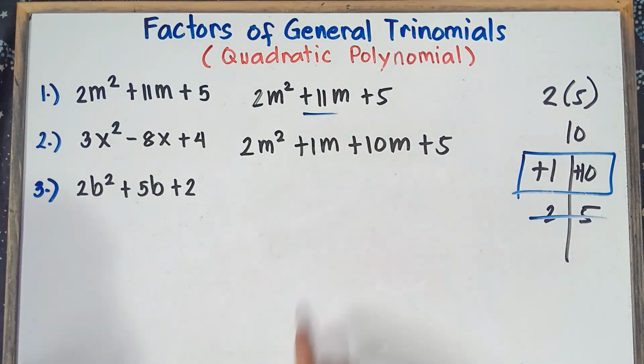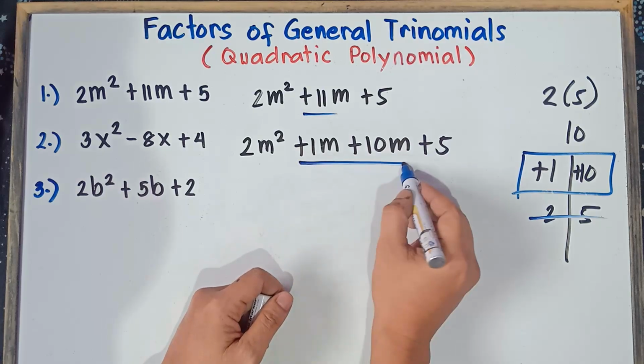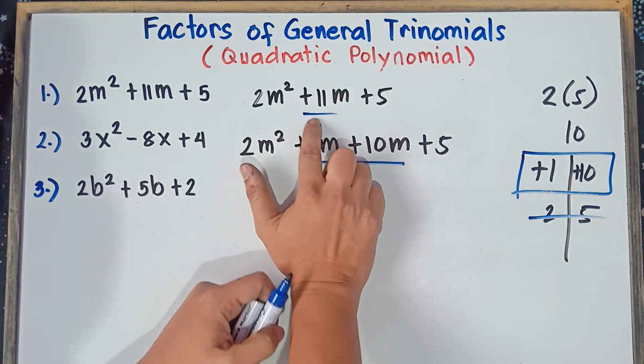Now, question, class. Are the two expressions the same? Yes, they are the same, because if you combine 1m plus 10m, that is equal to 11m.